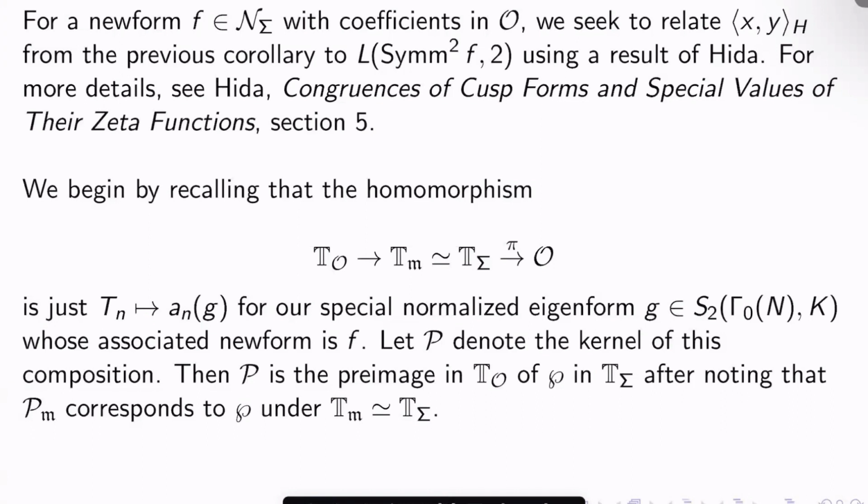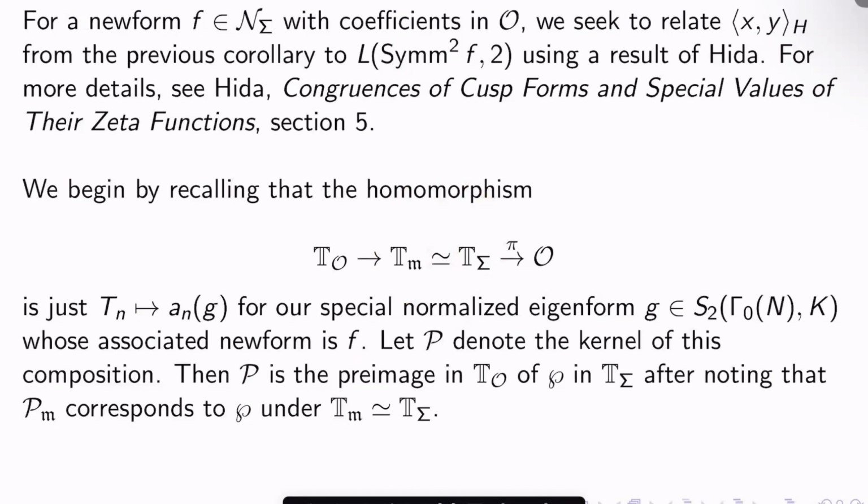We'll begin by recalling that there's a homomorphism from T sub O to T sub frac M, where M is the maximal ideal here in T associated to F. That's isomorphic to T sub sigma by a crucial result from this chapter. And then there's the map pi from T sub sigma to O in our surjective triangle of commuting O-algebra homomorphisms. If you just unwind definitions, this composition from T sub O to O is nothing but the map that sends the Hecke operator T sub n to a sub n of G, where G is the special eigenform in S2 Gamma 0 N with coefficients in K associated to the F that we started with.